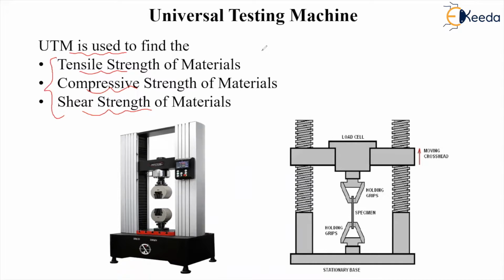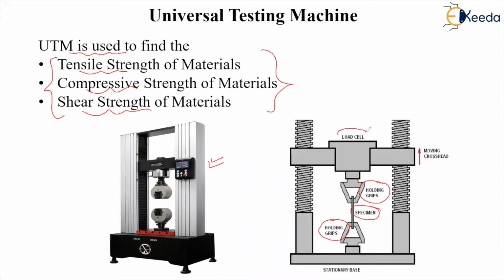And you can see here a picture of the universal testing machine. This is the modern universal testing machine used nowadays. You can see some parts of the universal testing machine. This is a holding grip where the specimen is held. Holding grips are there. Then this is the specimen shown here.